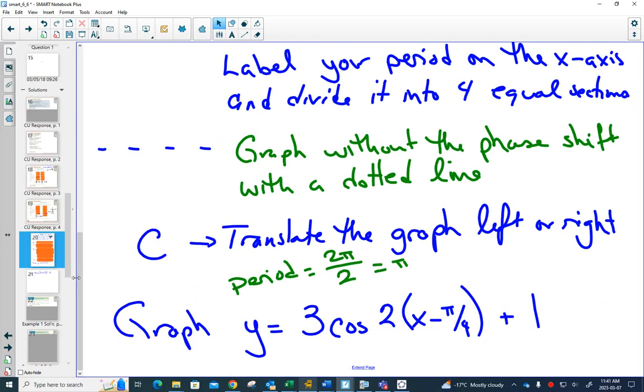Here is our first example. We are going to graph y equals 3 cos(2(x minus pi over 4)) plus 1.